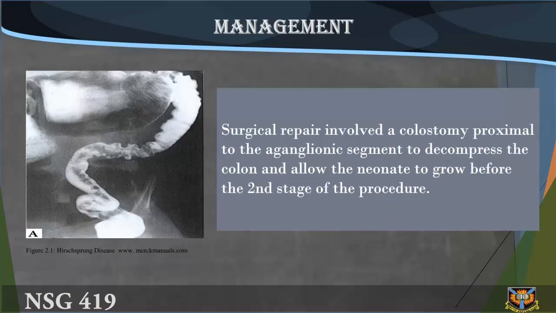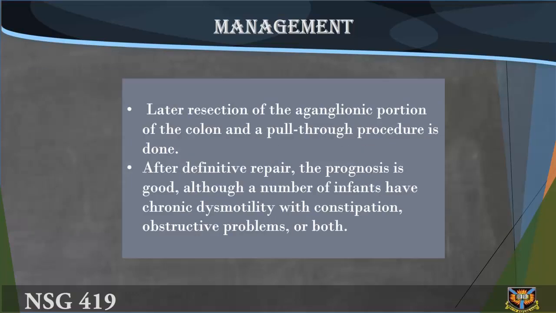Management: surgical repair. Treatment in the neonate typically involves a colostomy proximal to the aganglionic segment to decompress the colon and allow the neonate to grow before the second stage of the procedure. Later, resection of the entire aganglionic portion of the colon and a pull-through procedure is done. After definite repair, the prognosis is good, although a number of infants have chronic dysmotility with constipation, obstructive problems, or both.